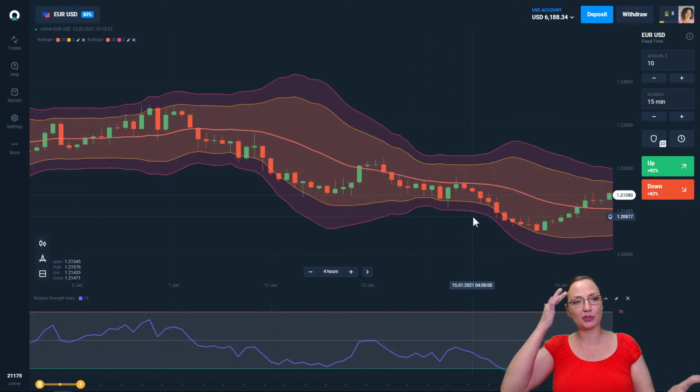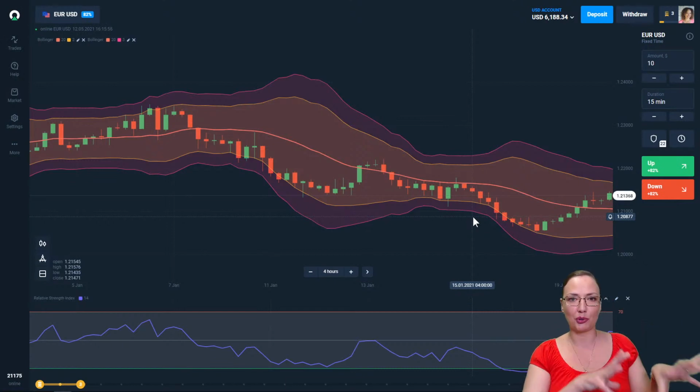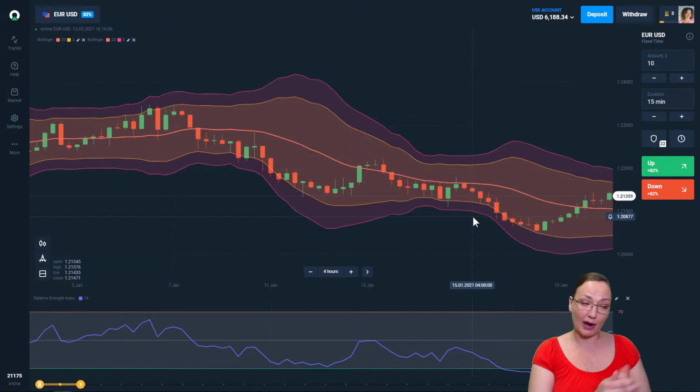So this was just a brief example that I did find on the Euro US dollar that I can show you right now. So these are some different ways that you can start practicing using the Bollinger Bands. You can try out these different strategies, try it with the RSI oscillator and see how it works for you.